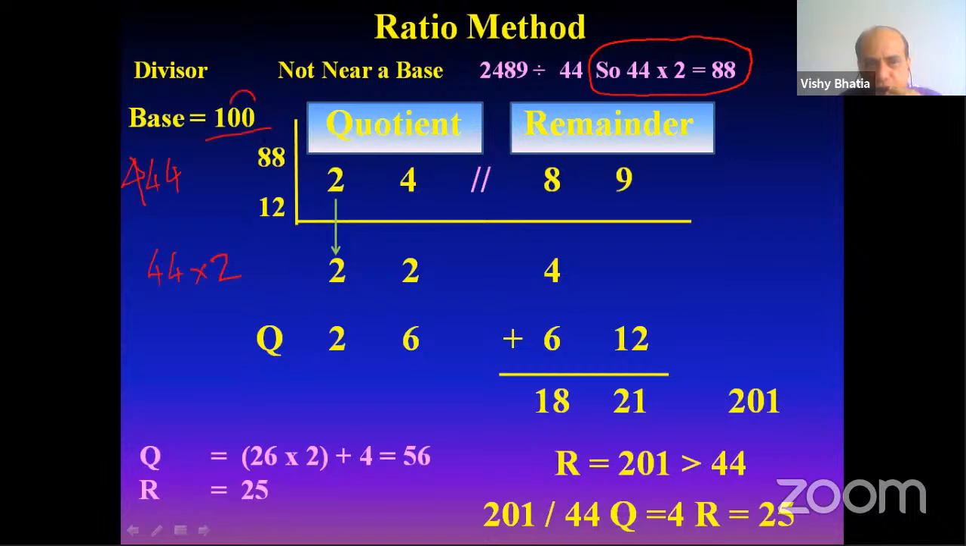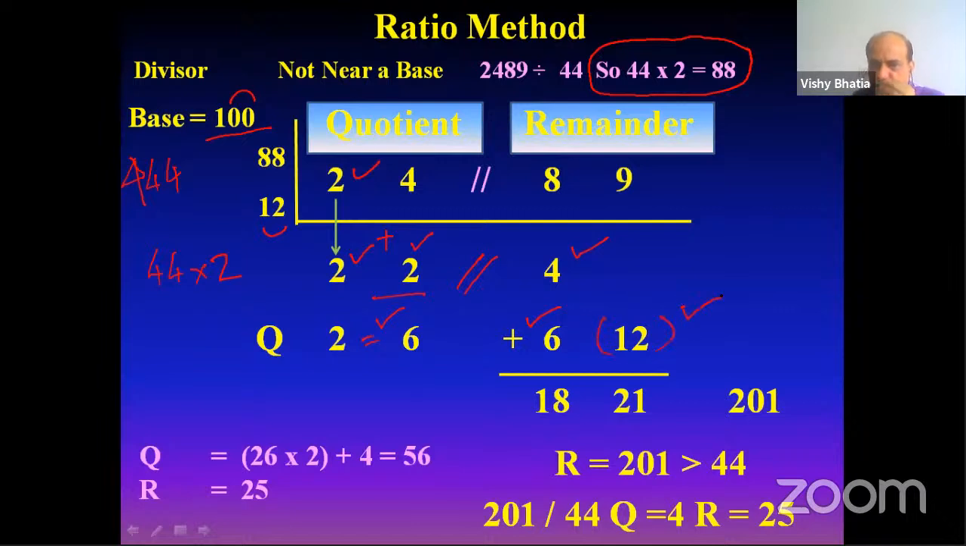2 zeros over here, 2 digits over here. My deficit from the base is 12. I drop the first digit of the quotient as it is 2. 2 multiplied by 1 gives this 2, and 2 multiplied by 2 gives me this particular 4. 4 and 2 I add up on the quotient side to get this particular 6. 6 multiplied by 1 is this. 6 multiplied by 2 is this.